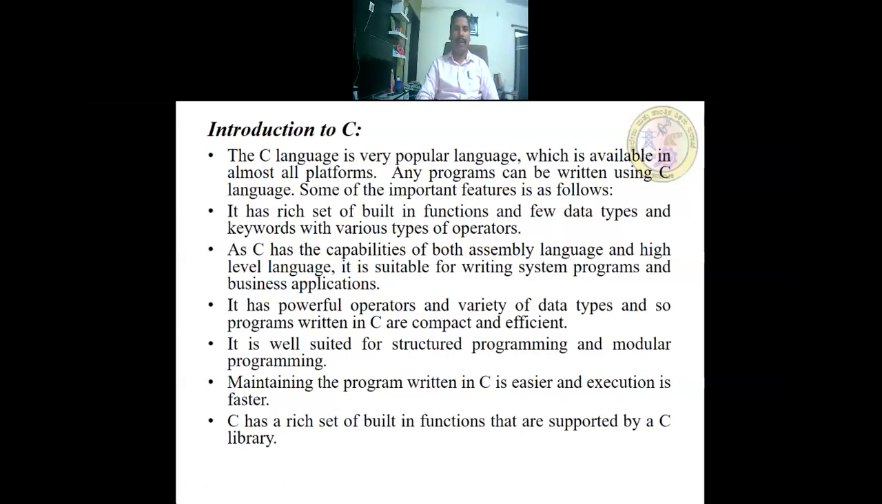It has powerful operators and a variety of data types, and so programs written in C are compact and more efficient. It is well suited for structured programming and modular programming. Maintaining a program written in C is very easy and execution is very fast. C has a rich set of built-in functions that are supported by a C library. So these are some of the important features of the C programming language.